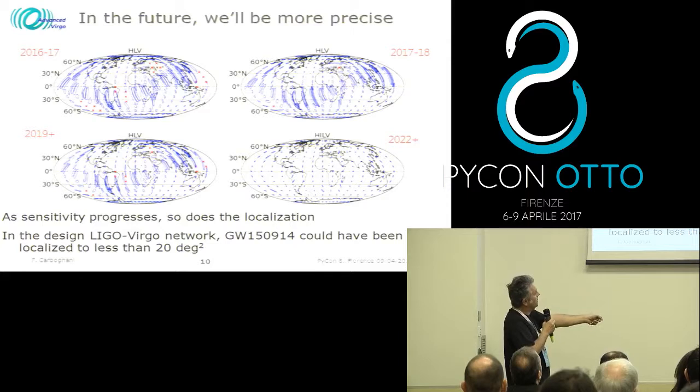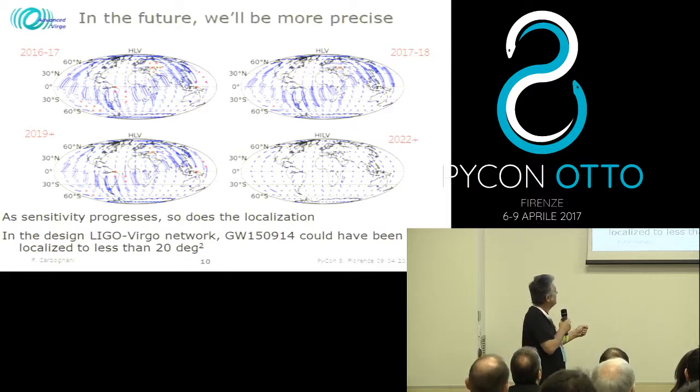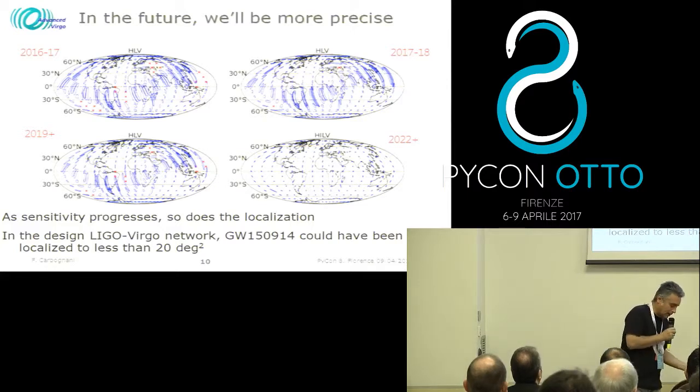So this is what we are expecting, also considering that other detectors will come into the network. You see, if Advanced Virgo had been there during this event, the pointing in the sky would have been better than 20 square degrees. That is relatively good for our detectors.